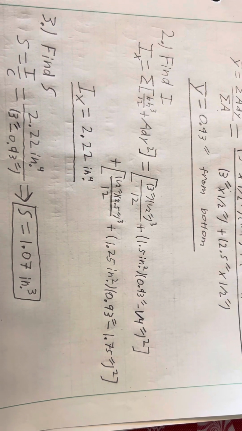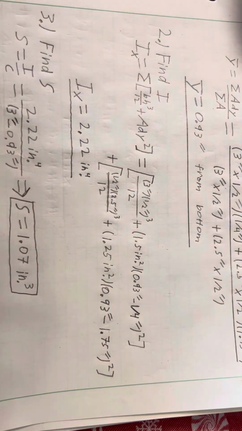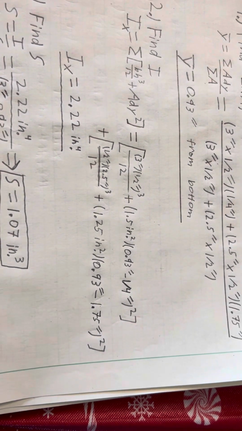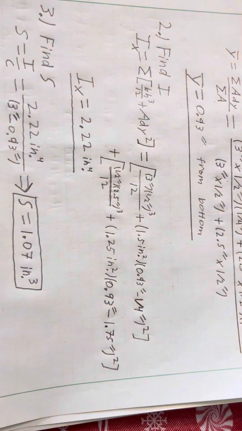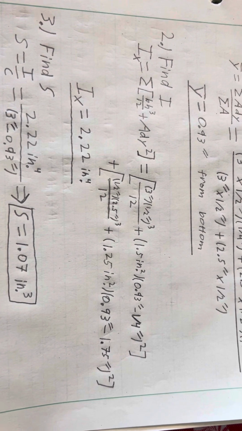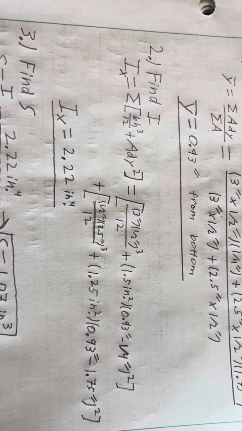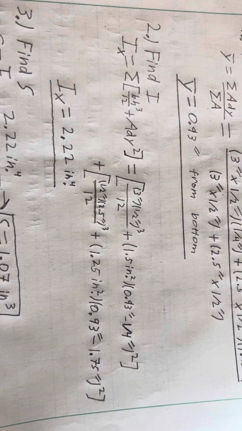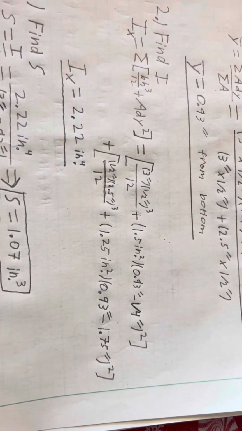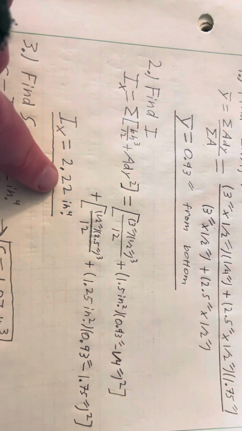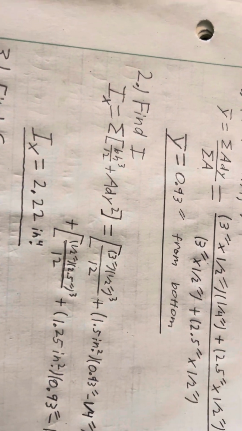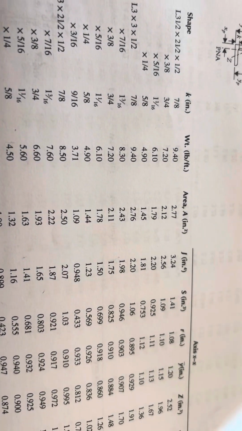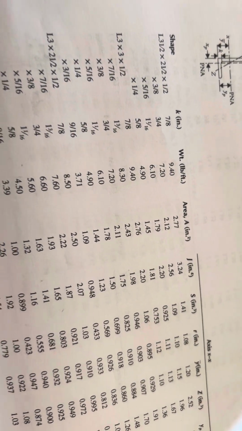So then we need to find our I as our second step. And you can see this big long equation, we have the Ix equals the total of the base times height cubed over 12 plus A dy squared. And when you solve all of this out, you're going to end up getting 2.22 inches to the fourth. And again, if you check in this column here for the L angle, they get about 2.2, so we're a little off, but not too much.